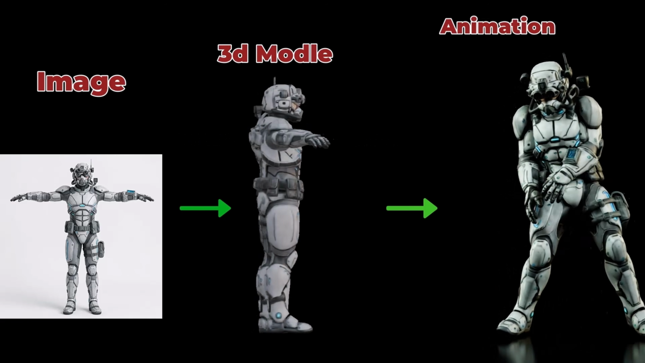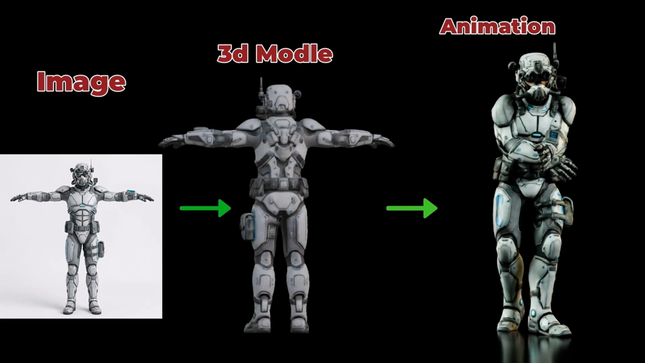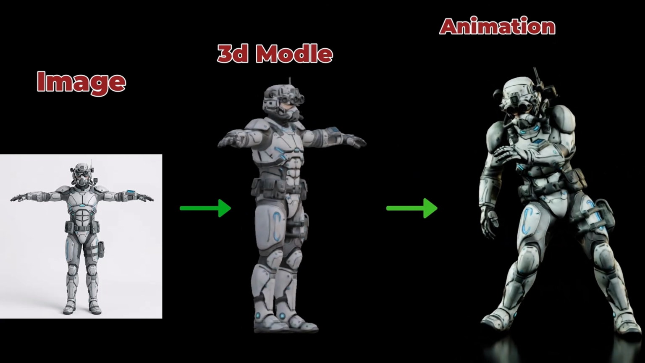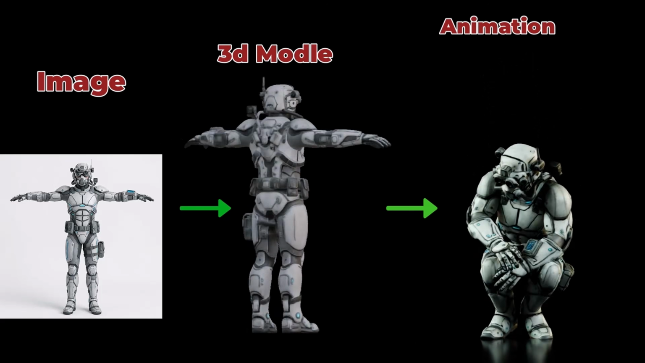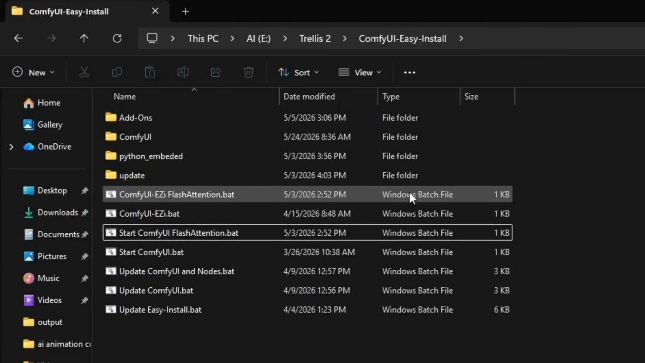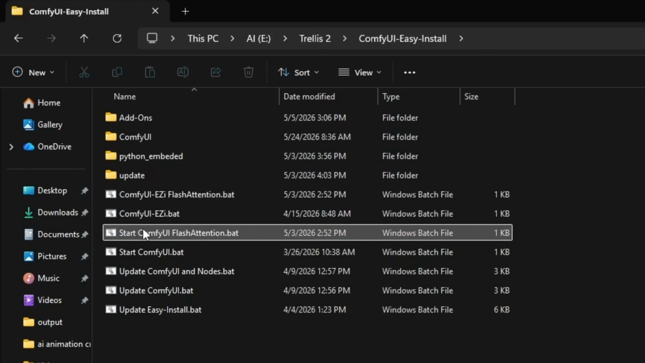Turn a single image into a fully detailed 3D character using Trellis 2 and ComfyUI. From generation to animation, we'll cover the complete workflow step by step. First of all, we will come to the ComfyUI. We should have this ComfyUI easy install, so we will open the Start ComfyUI Flash Attention file.